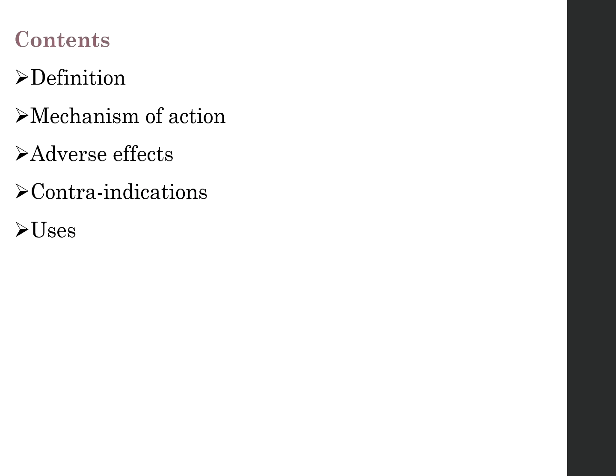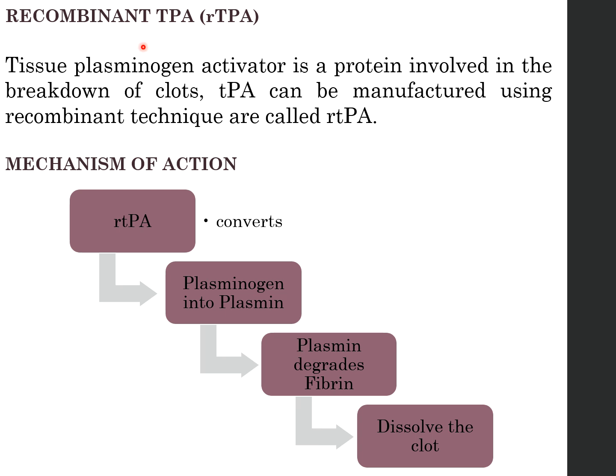Recombinant tissue plasminogen activator means this is also a tissue plasminogen activator used to dissolve the clot, but it is produced by recombinant technology. That's why it is called a recombinant tissue plasminogen activator. Let me discuss in detail. It contains definition, mechanism of action, adverse effects, contraindications, and uses. Let me discuss the recombinant tissue plasminogen activator.